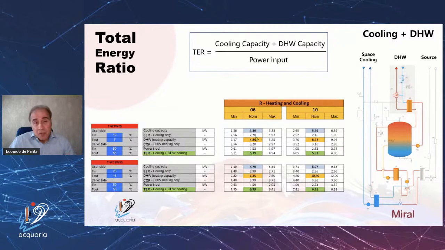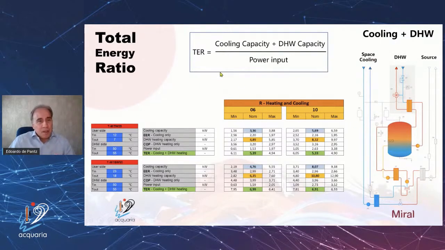The efficiency, of course, of the cooling in this case is very low because I'm condensing at a very high temperature on the other side. The domestic water capacity in this one is 4.89 and the COP is 3.2. So the total energy ratio in this case is 5.4. For one unit, say 5.3. Or in case of underfloor cooling, it's almost 7. So as you can see, the overall efficiency is very high.